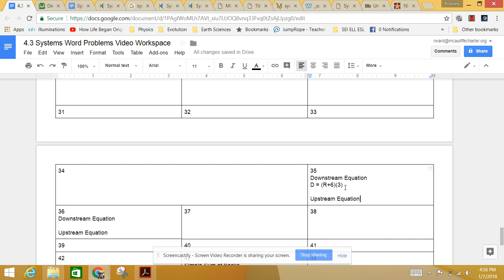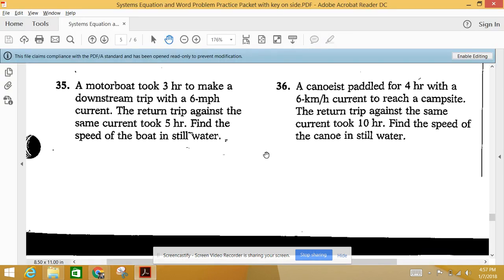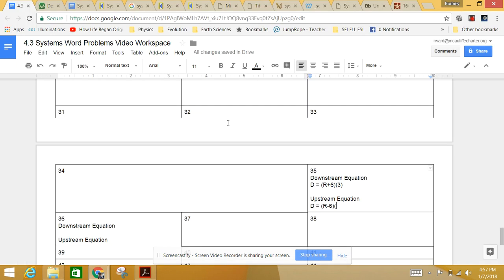Now going upstream, I'm going to have distance equals rate again, but it's minus 6. And then I go back and remind myself it took 5 hours, so that's my time part of my distance equals rate times time equation. So now I have a setup with two different equations, and I can solve this system.